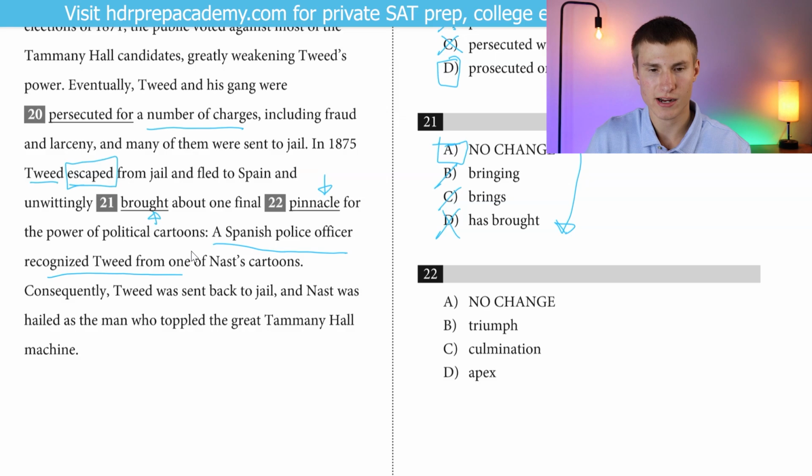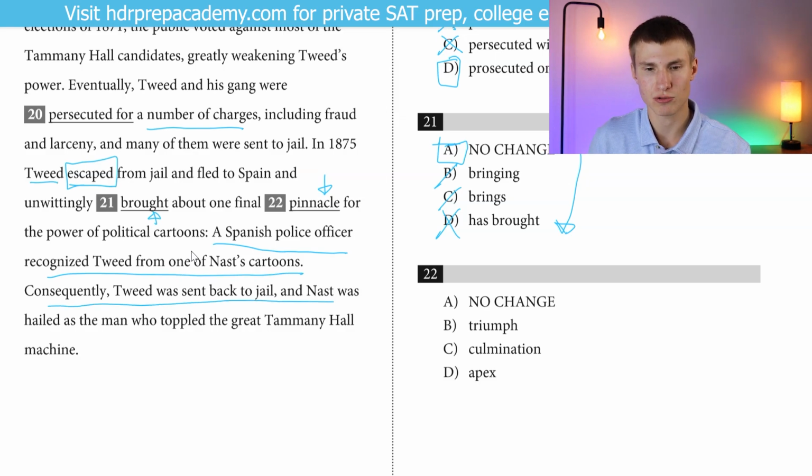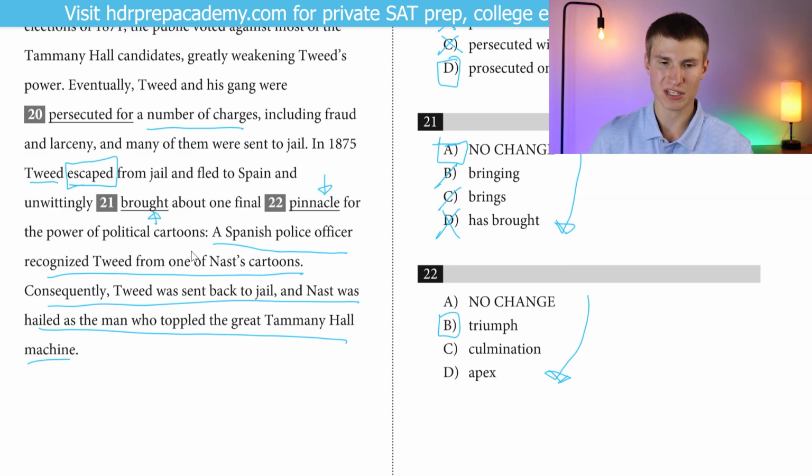A Spanish police officer recognized Tweed from one of Nast's cartoons. Consequently, Tweed was sent back to jail, and Nast was hailed as the man who toppled the great Tammany Hall machine. We see our options are pinnacle, triumph, culmination, or apex. I see right here our answer has got to be triumph because this ultimately is a win for political cartoons, right? Or showing the power of the political cartoons. We're showing that this is a triumph for them.